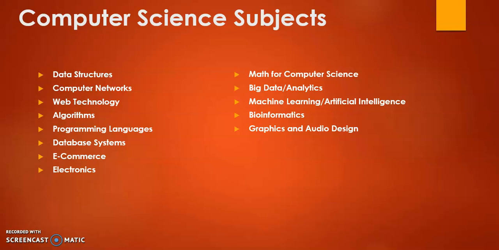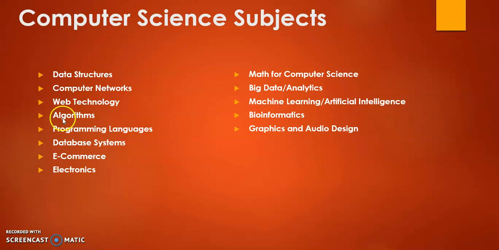Web technology can be easy to learn and it has a lot of applications available on the internet. We can't encourage it enough as one of the computer science subjects to study.